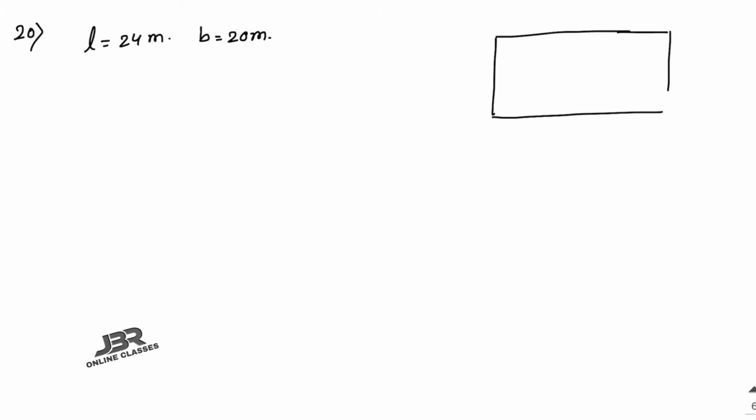Now next one, sum number 20. In sum number 20, the rectangular plot is 24 meters long and 20 meters wide. So here length equals 24 meters and breadth equals 20 meters. A cubical pit of edge 4 meters is dug out at each of the 4 corners of the field. So suppose this is a rectangular field, and there are 4 pits, each pit 4 meters.